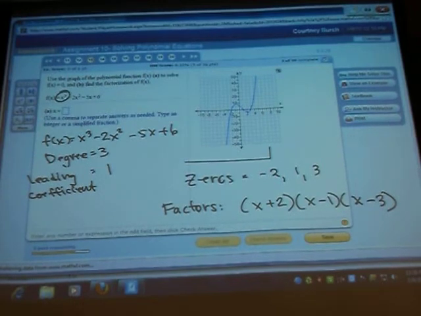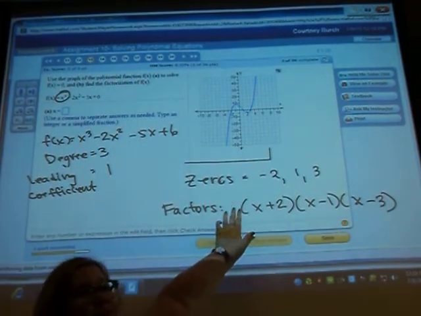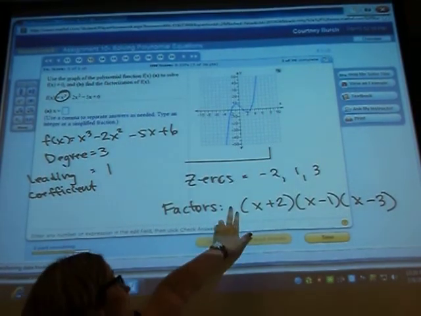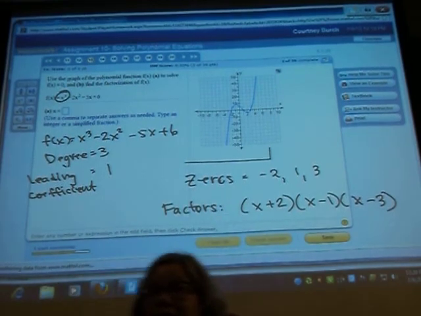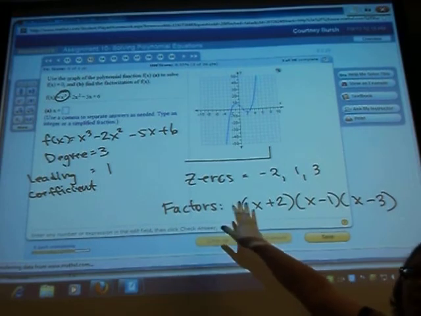The other thing you need to account for is the leading coefficient. The leading coefficient should be in front of your first factor. In this case, it's a 1, so I don't need to put a 1 there. But if they had a 2x cubed, then I would need to put a 2 there.